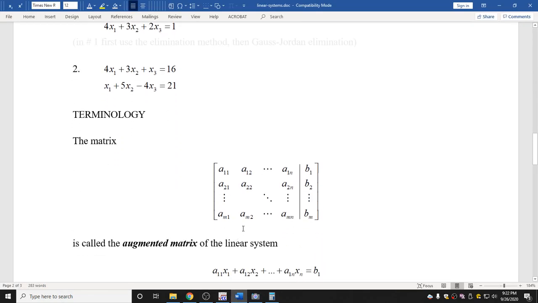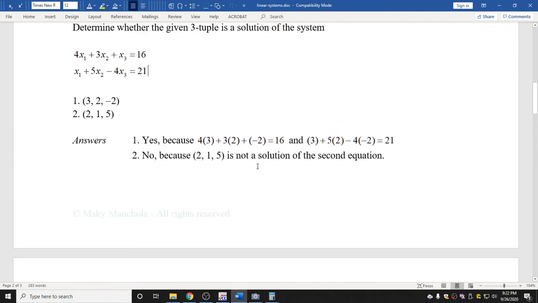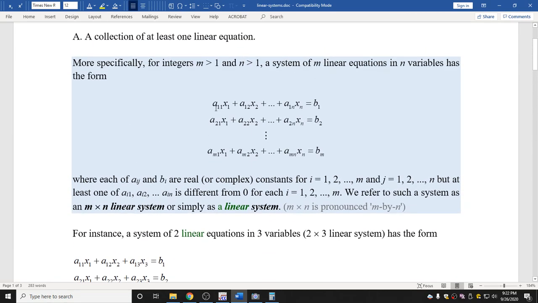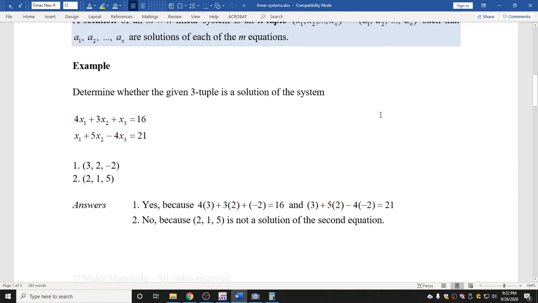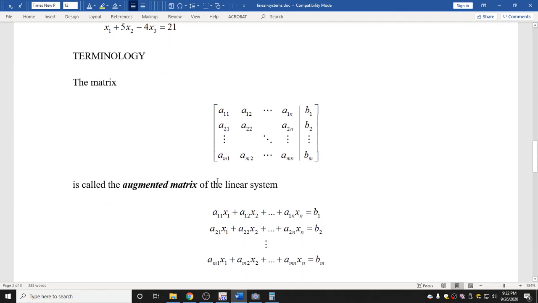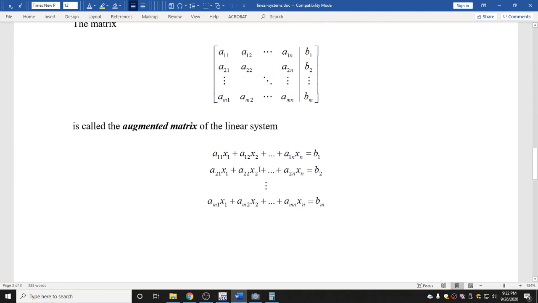All right, some terminology which we already used in our examples. When we have an n by n linear system, the matrix that we obtain by using the coefficients on the right side of the equation is called the augmented matrix of the linear system. That's given.